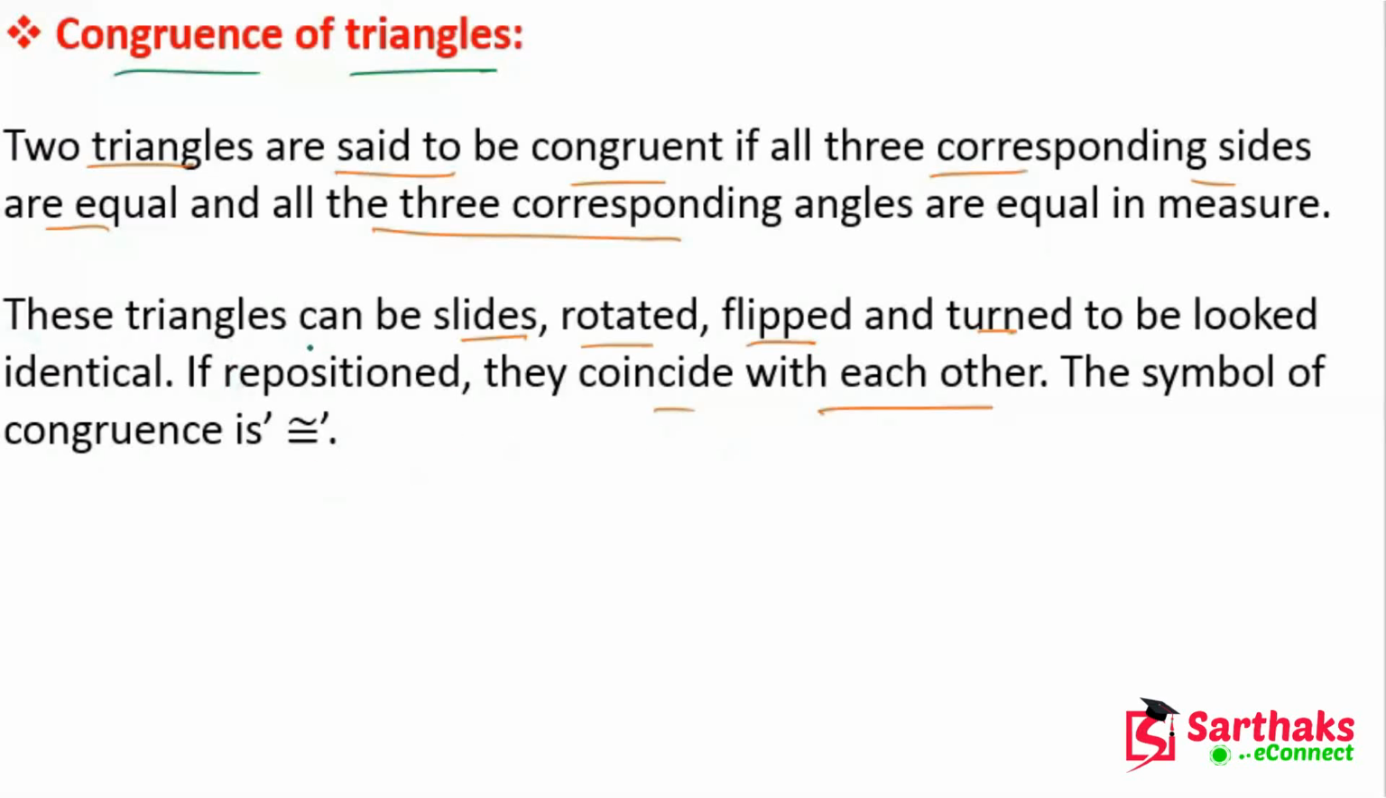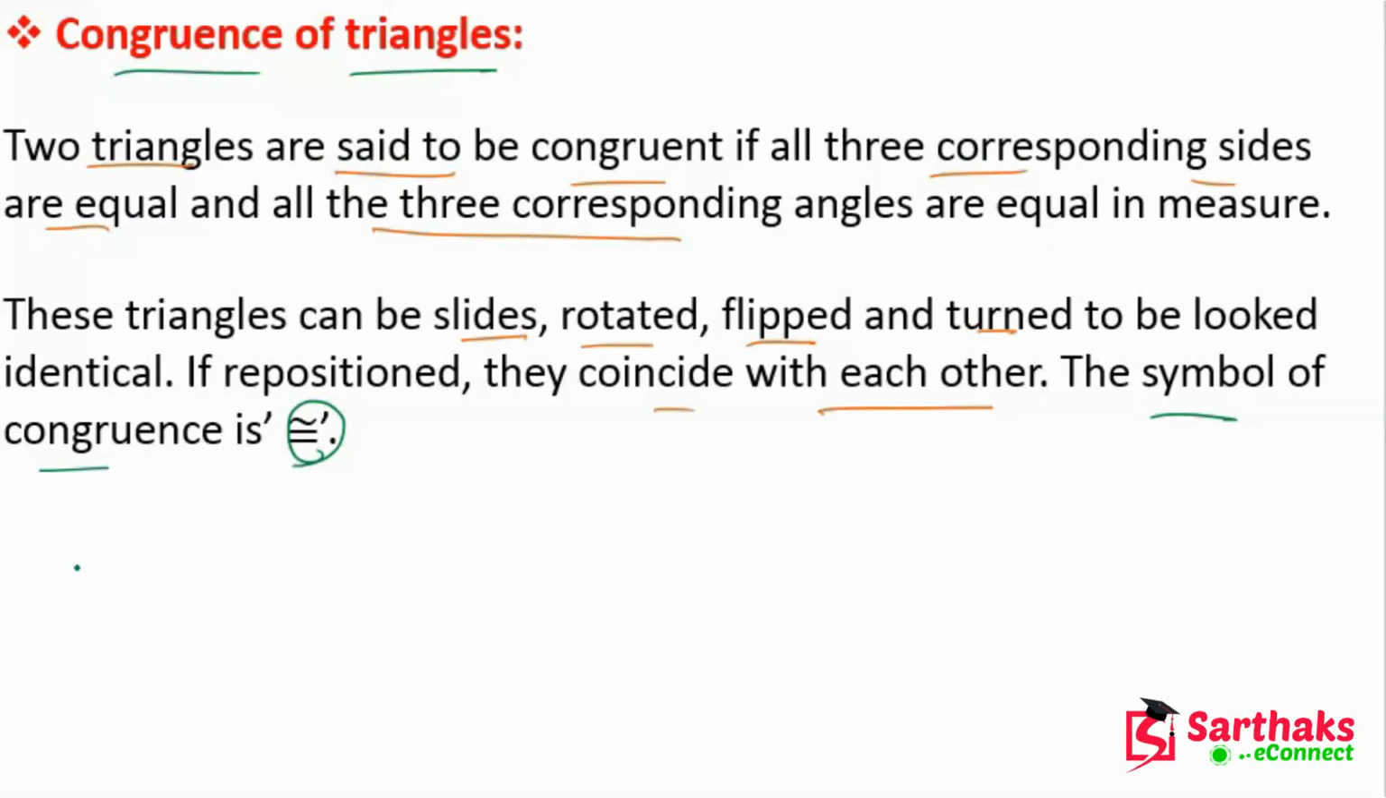So these triangles can be slid, rotated, flipped, turned to look identical. I hope you get this point. So the symbol of congruency is this. We know that very well. So the meaning of congruency in math is when two figures are similar to each other based on their shapes and size. Okay, so there are basically four congruency rules that prove if two triangles are congruent.